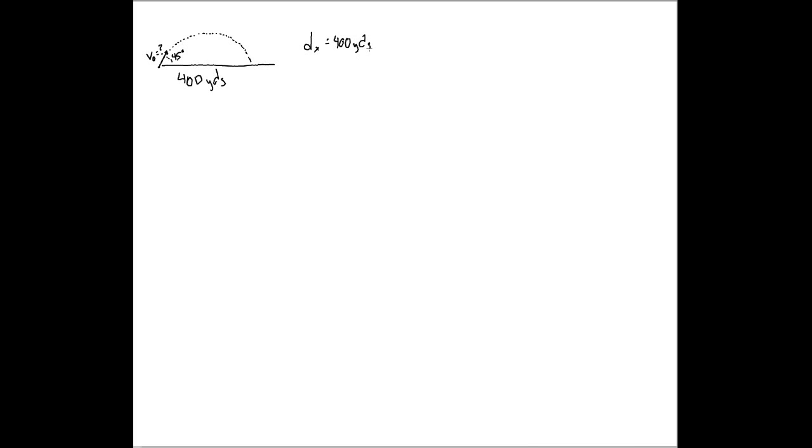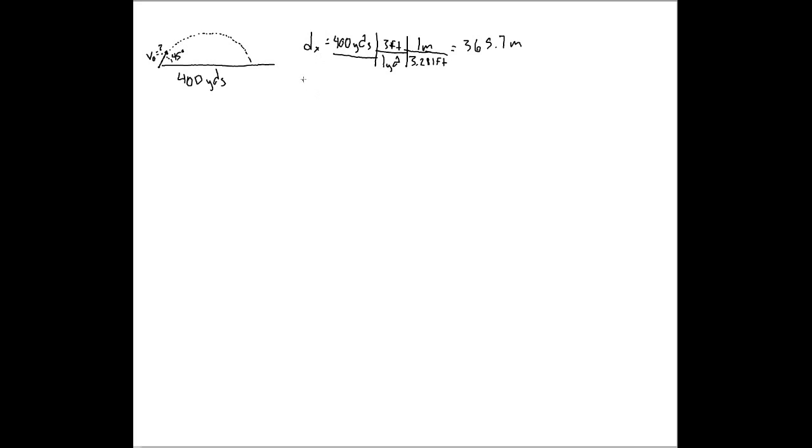Now, how helpful are yards going to be in this problem? Not very helpful. So, we need to convert that to meters. To do that, we know that 1 yard is 3 feet, and I know that there are 3.281 feet for every 1 meter. So if I just do the math here, I would get 365.7 meters. That is my distance in the x direction.